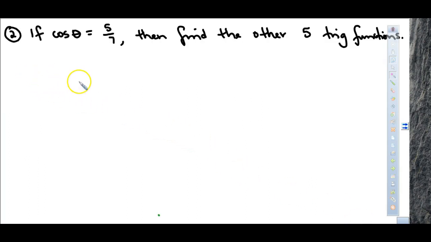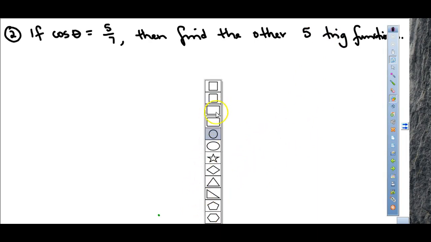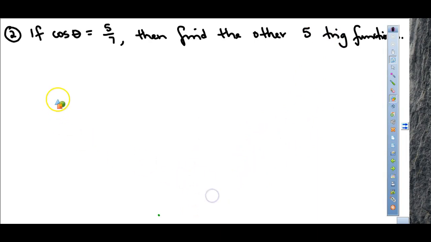Okay, for problem 2, this one is given to us a little bit differently. We don't have a triangle. This time it gives us one trig function and it asks us to find the other 5. So you can draw your own triangle given this information. Okay. So let's put our information up there.